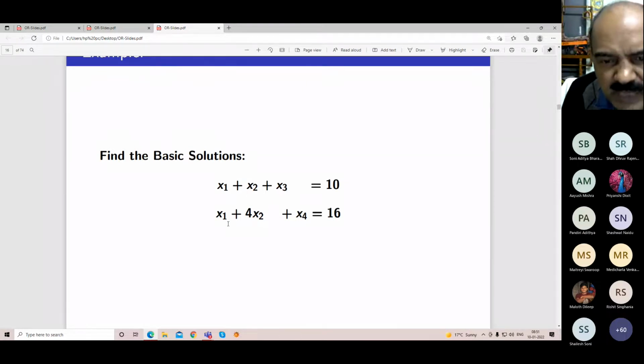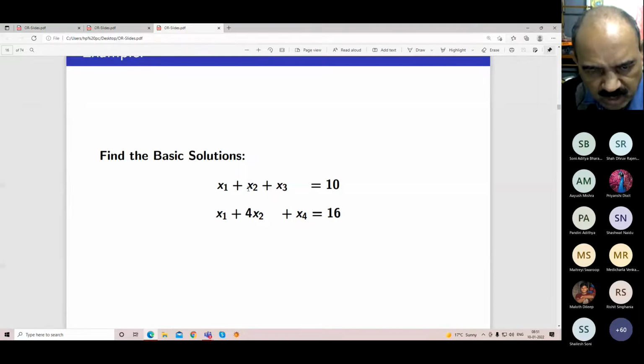So x3 equal to 10, x4 equal to 16. If you are setting x1 equal to 0, x2 equal to 0, then x3 is becoming 10 and x4 is becoming 16. This is the solution. So what is the solution? We are writing here: x1 = 0, x2 = 0, x3 = 10, x4 = 16.